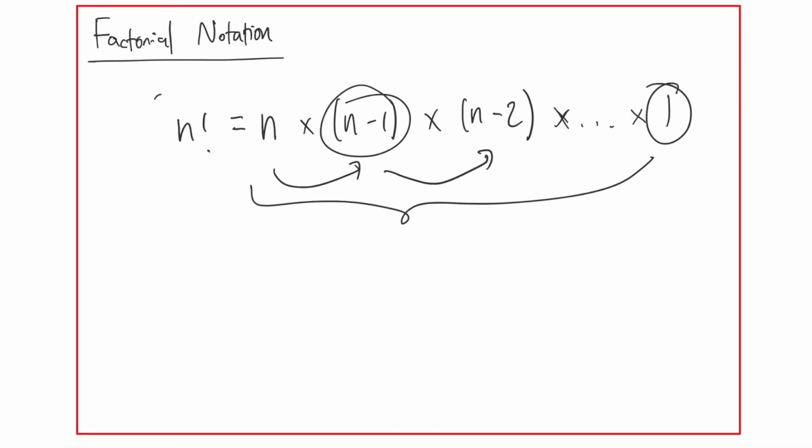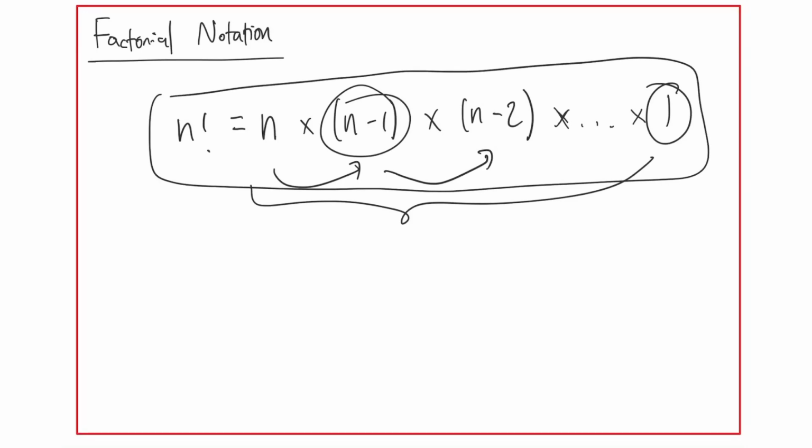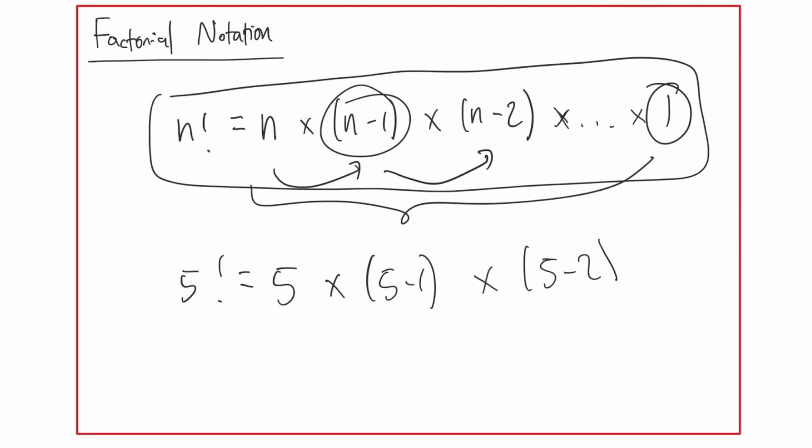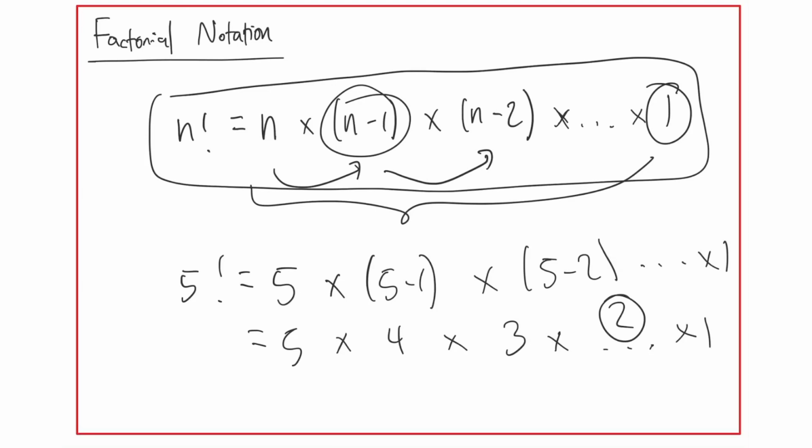If we look at an example and map it to this general form, take 5 factorial again. We have 5 times 5 minus 1 times 5 minus 2 all the way down to 1. Rewriting this, 5 times 4 times 3 times dot dot dot times 1. Obviously here we're going to have a 2. Now you can see more clearly what we've done here.